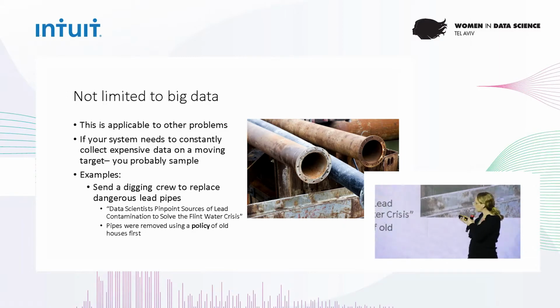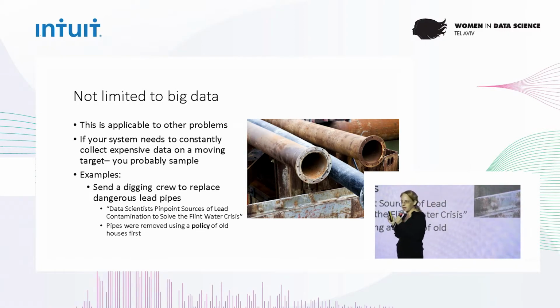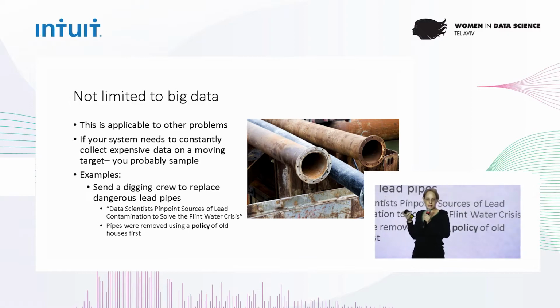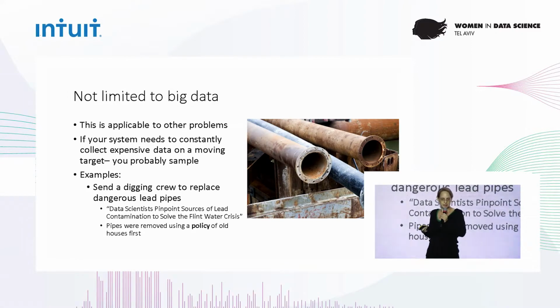Or let me tell you a story about Flint, Michigan. The US government decided to invest $100 million in digging up and replacing dangerous lead pipes. They had lead pipes that were causing illnesses, and they wanted to replace them.